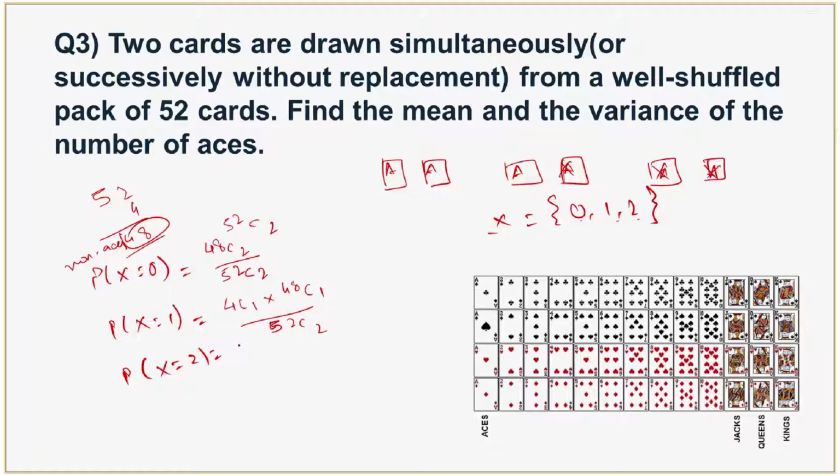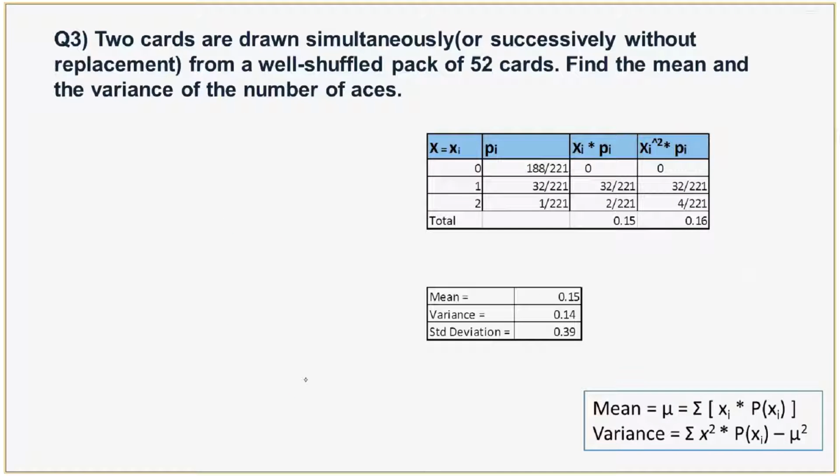What is P of x equal to 2? That is the probability of drawing 2 aces, which will be when you draw 2 aces out of 4, divided by the total number of ways in which you can select 2 cards. That's 52C2.